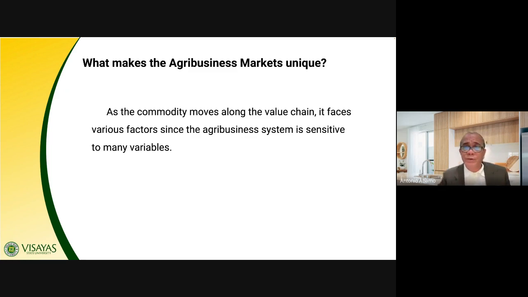What makes the agribusiness market unique? Because we are in the agribusiness program, we might as well look at the agribusiness market. What makes it unique? Remember that in agribusiness, the product moves along the value chain. It faces various factors like climate, logistics, infrastructure, etc. Meaning the agribusiness system is sensitive to many variables.